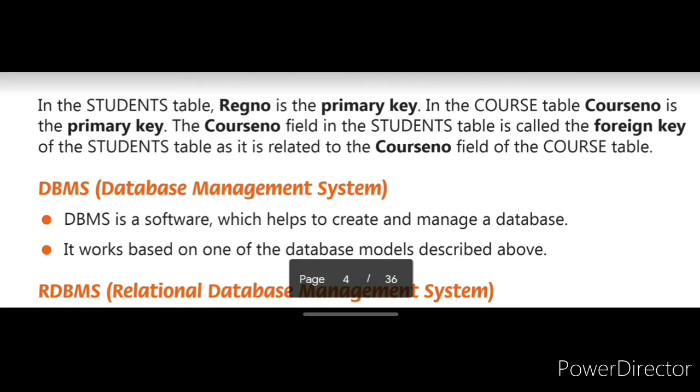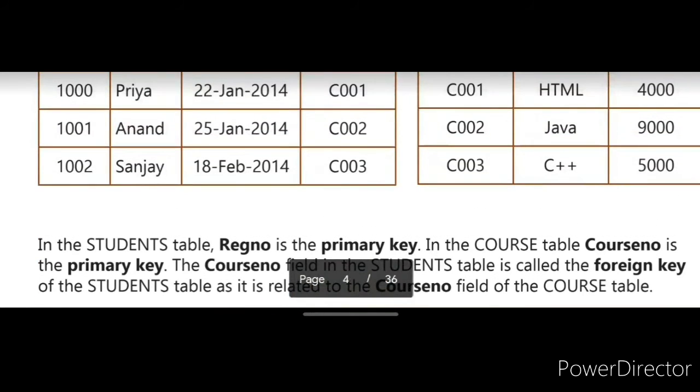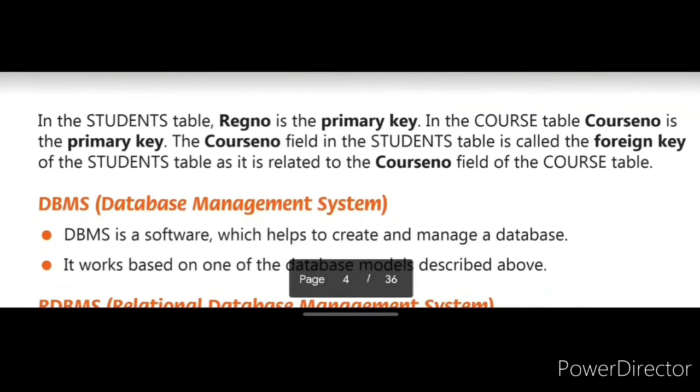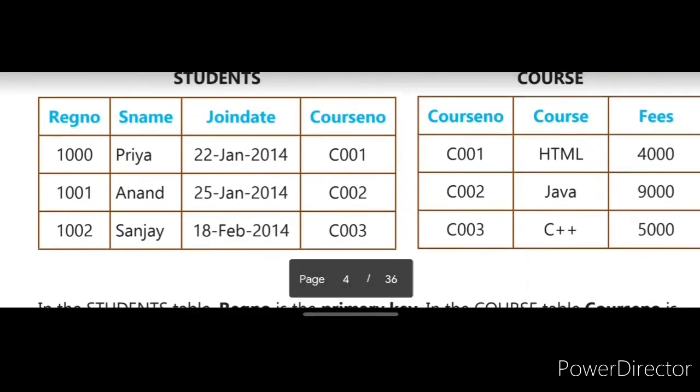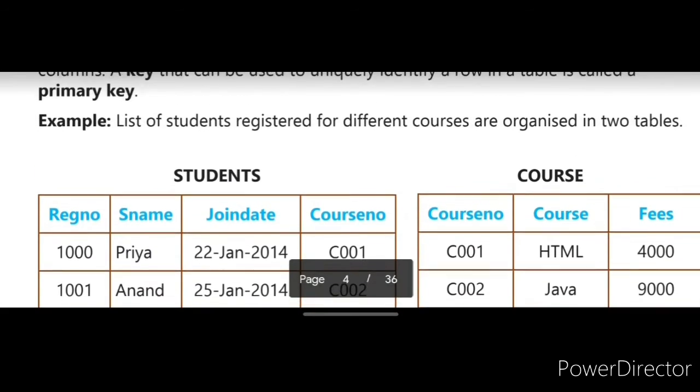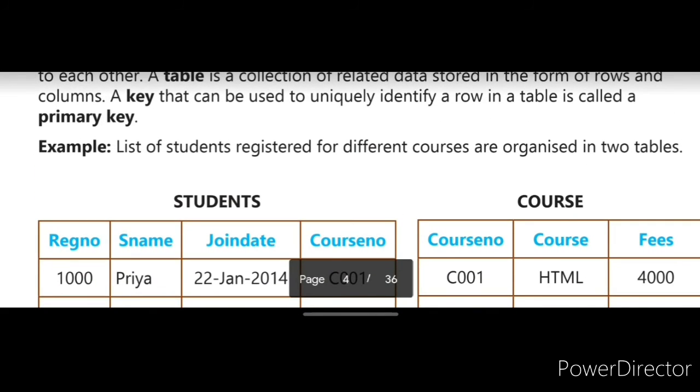See, in the students table, register number is the primary key. In the course table, course number is the primary key. The course field in the student table is called foreign key because it is related to the course number field of the course table. The last column of the student table is related to the first column of the course table. So the field in the last column of the student table is called foreign key, whereas the first column of the student table and the first column of the course table is called primary key.